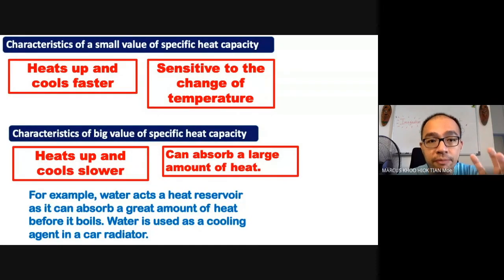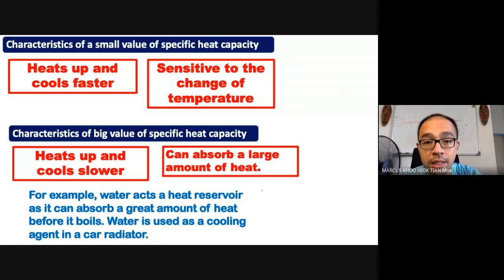Whereas things with big specific heat capacity take a very long time to heat up and a very long time to cool down. There are good and bad situations in this, and we're going to look at both of these. And it can absorb a large amount of heat without getting hot. So for example, water acts as a heat reservoir. If you want to cool things faster or if you want to store a lot of heat, we use water because it can absorb a great amount of heat before it boils.